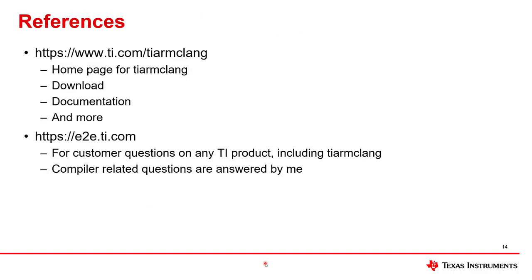I will end this video with two references. The first one is ti.com/TIarmclang. This is the home page for the TI ARM Clang compiler. Here's where you can download it, access the documentation, and more details like that. The second reference is to e2e.ti.com. This is for customer questions on any TI product, including TI ARM Clang. If the question you post to e2e.ti.com is related to the compiler, it will be answered by me.